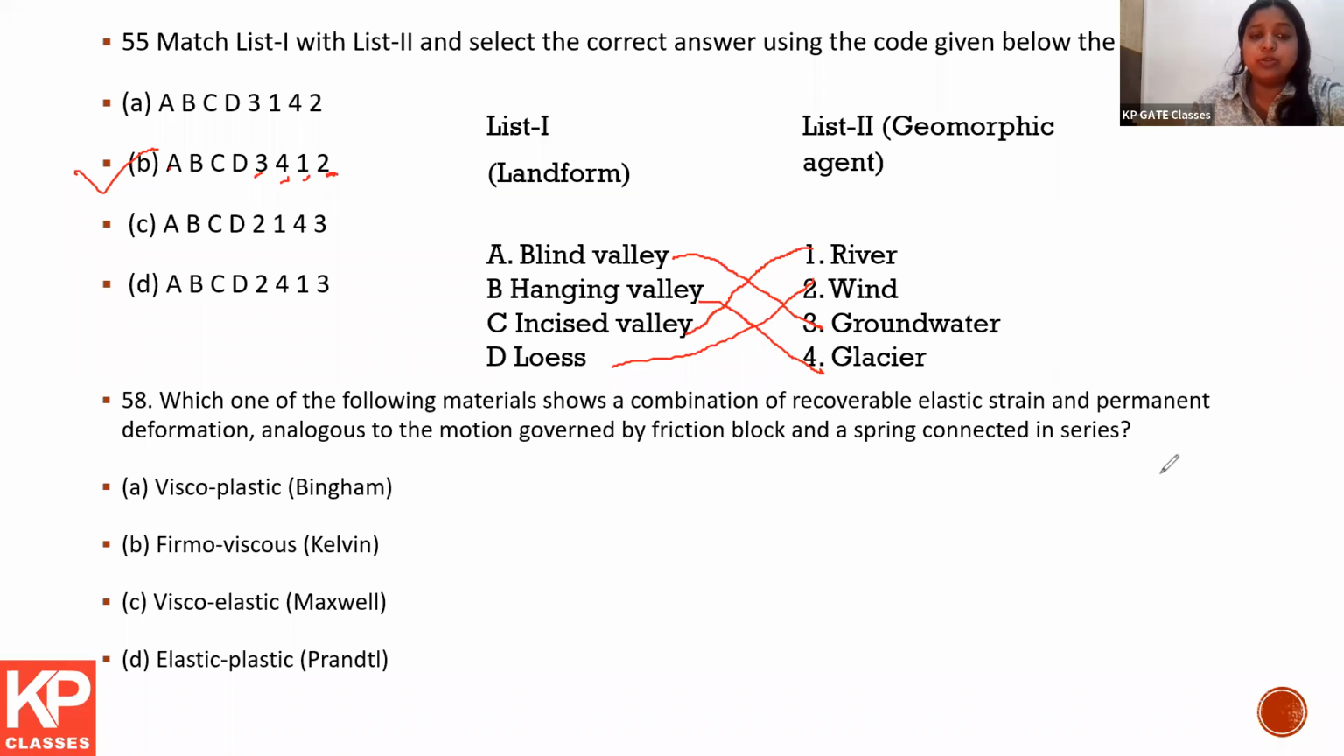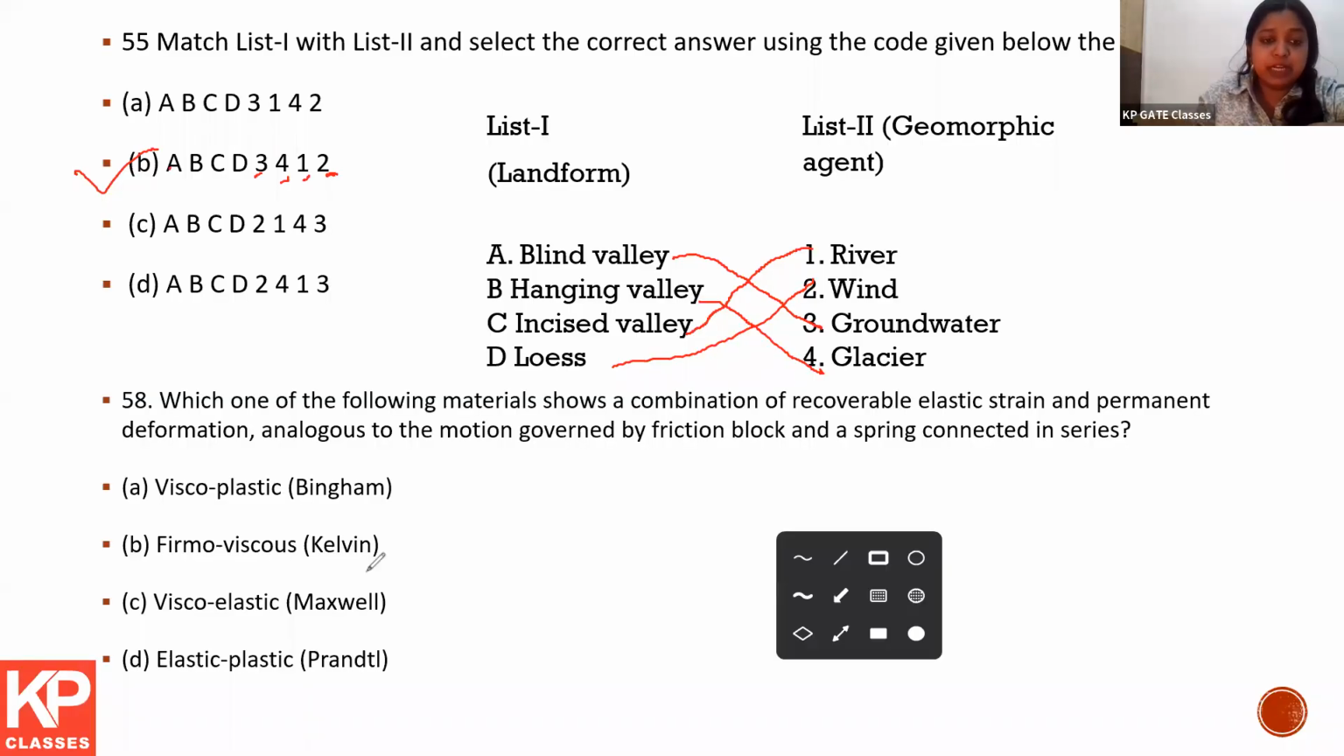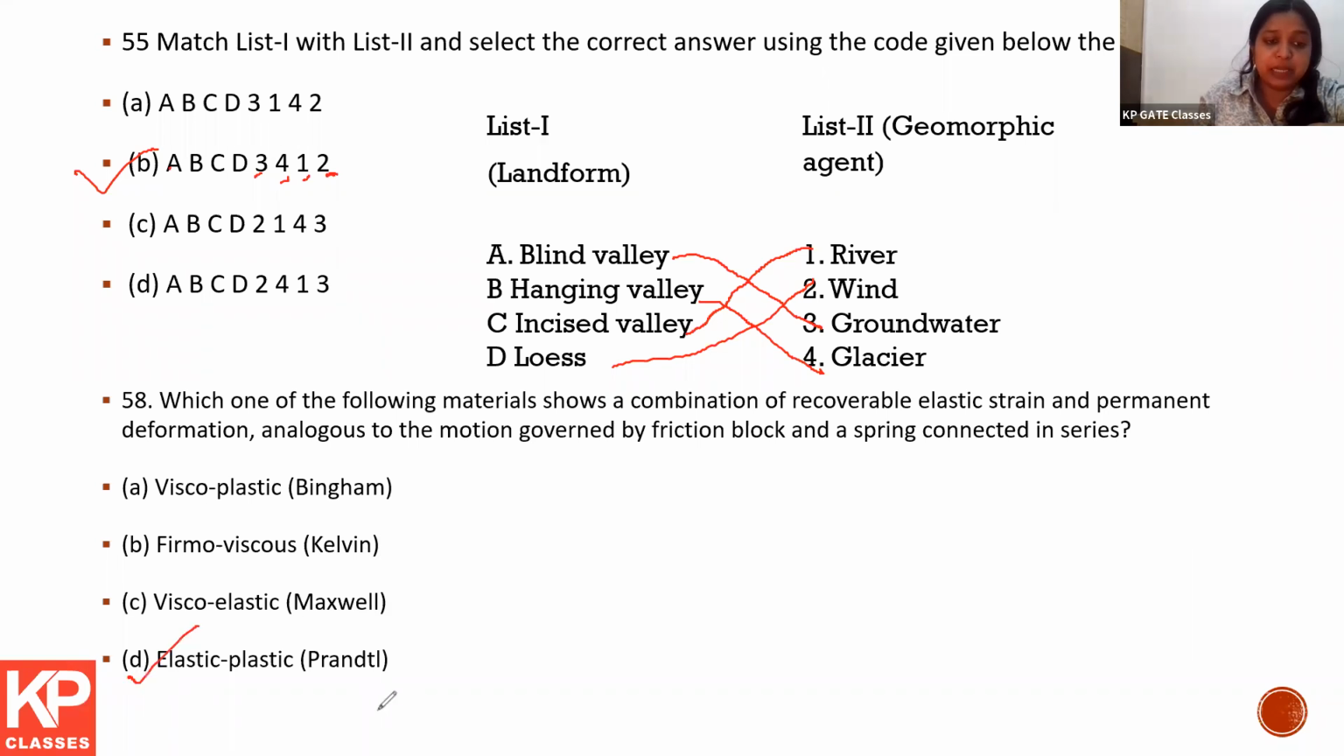Next one is which one of the following materials show combination of recoverable elastic and permanent deformation analogous to the motion governed by friction block and spring connected in series. So the answer, it's not Bingham, Kelvin, sorry, it is elastic plastic that is the right answer for the question.